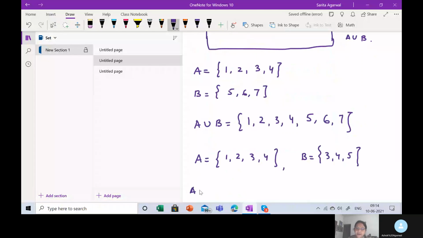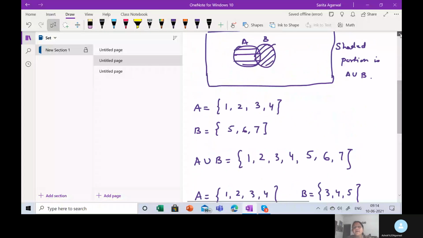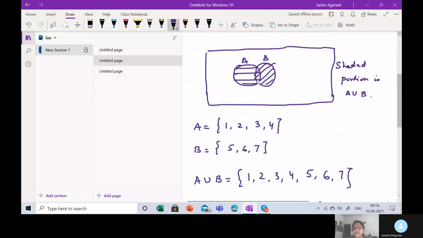Here the disjoint case means the elements of A are not in B and the elements of B are not in A. But if they have common elements, in that case A union B is 1, 2, 3, 4, 5. We will not repeat 3, 4, right? So A union B is x belongs to A or x belongs to B or x belongs to both. This is possible because you can see in the Venn diagram there are some elements which are in A as well as in B.